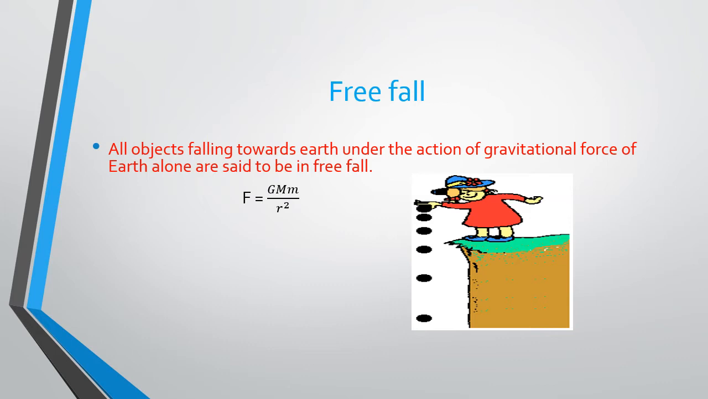Formula: F is equal to G into capital M small m divided by r squared. Also, F is equal to m into g. According to Newton's second law of motion, force is equal to mass into acceleration due to gravity. Therefore, G capital M small m by r square will be equal to m g. Therefore, finally we are getting the value g is equal to capital G capital M divided by r square.